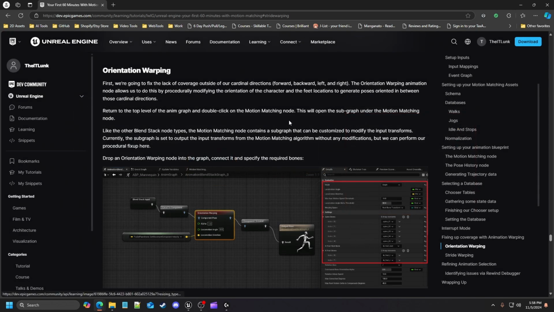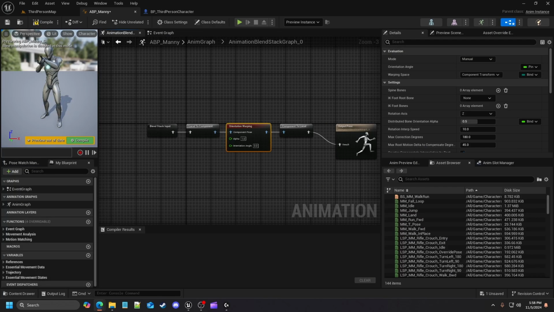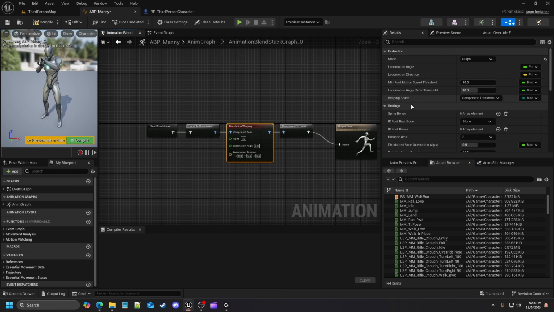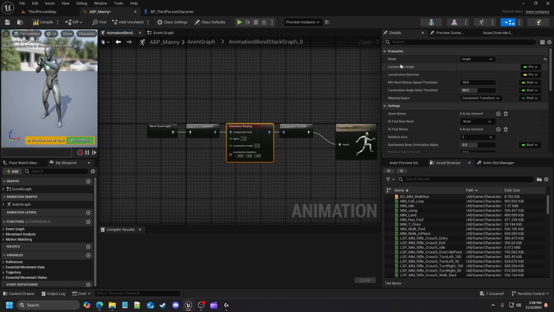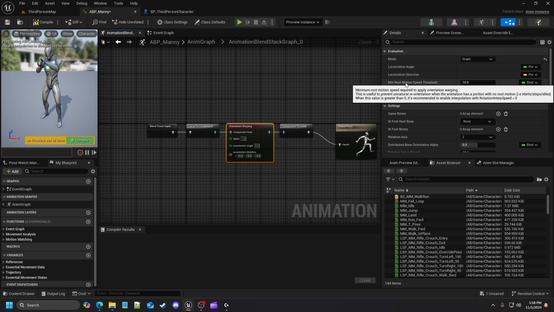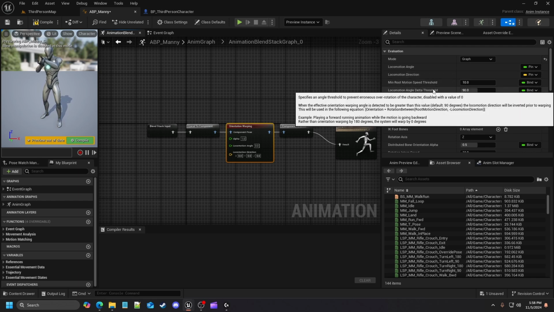So let's go ahead and get into this and set this up and discuss the settings in regards to that. So what we're going to do is change our manual into graph, and don't worry, I'm going to go over literally what all of these do. Let's just go ahead and make these setting adjustments first. So we're going to basically leave these alone, and with our min root threshold, we're going to keep that the same.